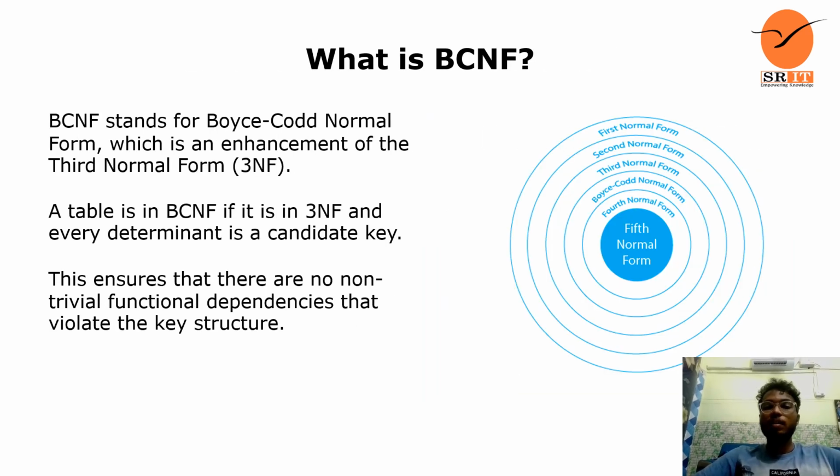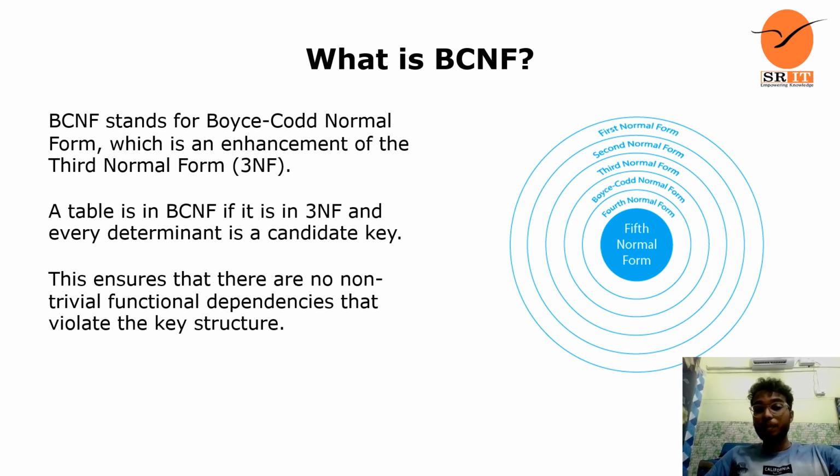BCNF is actually the Boyce-Codd normal form, which is an enhancement of the third normal form. It is like an advancement of third normal form. A table is in BCNF if it is in 3NF, and every determinant is a candidate key. So here, what is a candidate key? A minimal super key is called a candidate key.